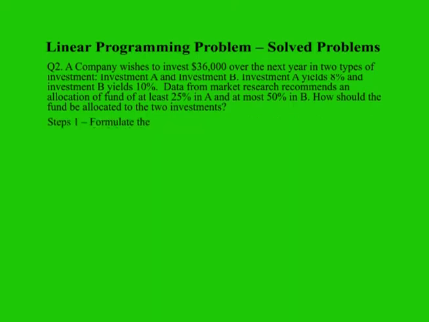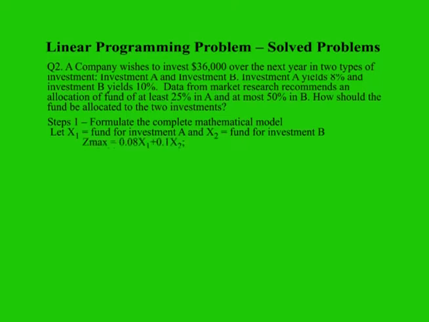Step 1. Formulate the complete mathematical model. Let x1 is equal to fund for investment A and x2 is equal to fund for investment B. The objective function, which is yield maximization, is the sum of yield from the two investments after they are multiplied by yield percentage: Zmax is equal to 0.08 x1 plus 0.1 x2, subject to fund allocation constraints x1 greater than or equal to 9,000. Here 9,000 is 25% of the available total fund of 36,000, and x2 less than or equal to 18,000. Again 18,000 is 50% of the available total fund.